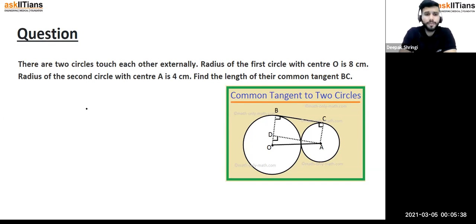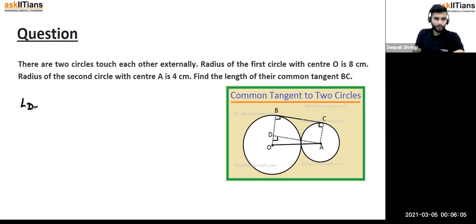अब देखो, there are two circles touching each other externally. Radius of the first is 8, second is 4. Find the length of their common tangent BC. Okay. Radius of first circle is 8. यार देखो, यहाँ पर आपको कॉमन टेंजेंट BC की length निकालनी है, और वो DCT है.